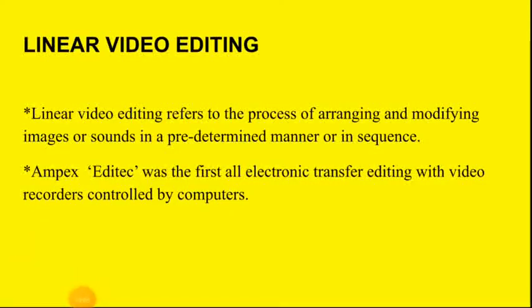Here, the original source recording is left unaltered and discrete video shots and sound are re-recorded in a new sequence on the Edit Master. Here one or more video tape players and separate video recorders are used to piece together the final video footage. This is linear video editing. It is the process of arranging and modifying images or sounds in a predetermined manner or in a sequence.